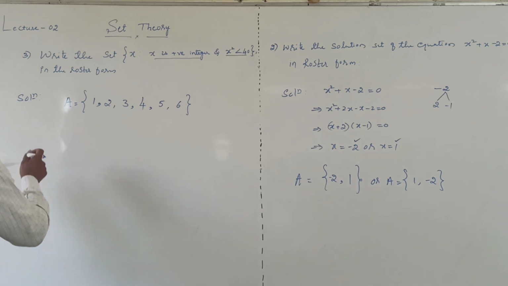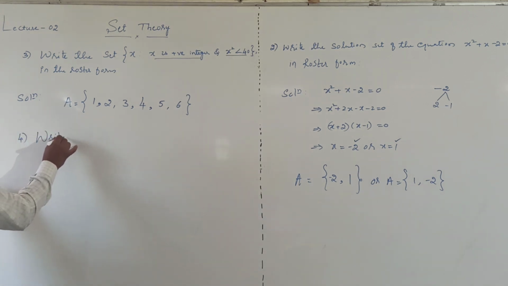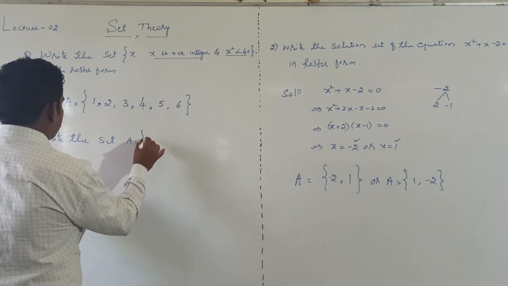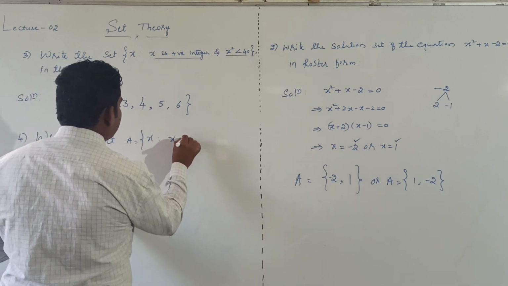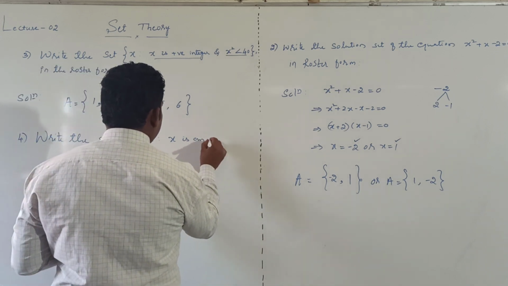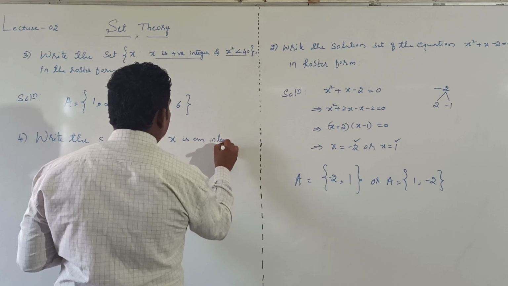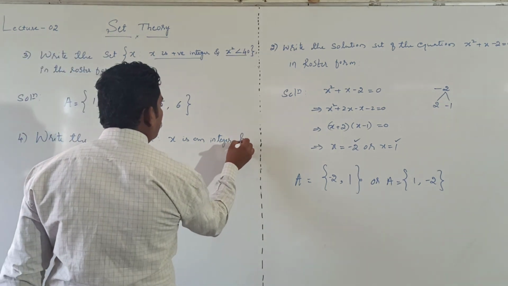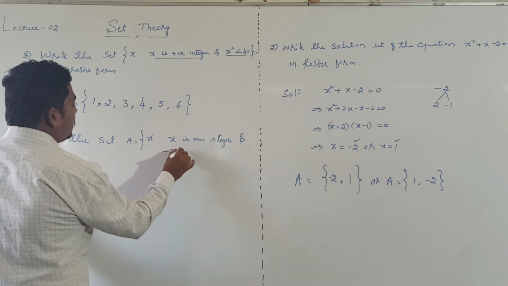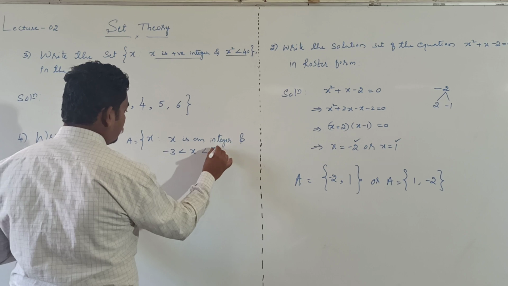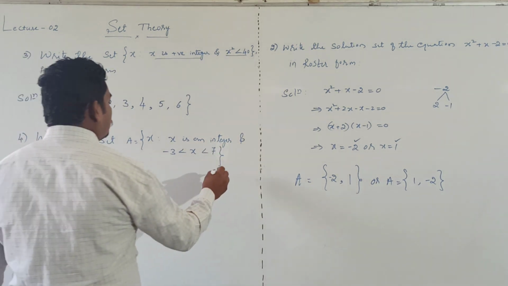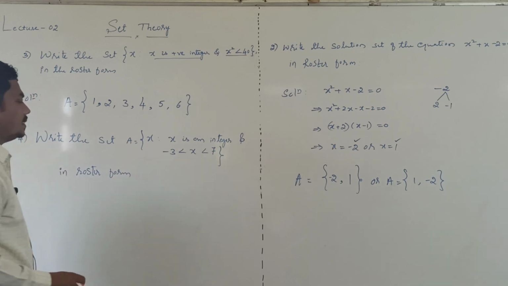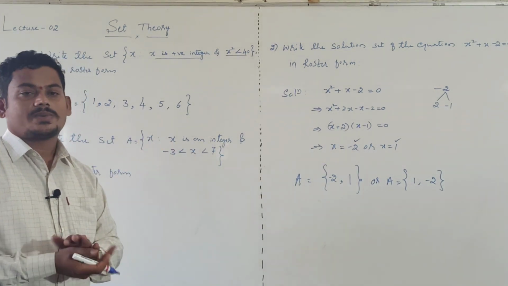Next problem. Write the set A is equal to x such that x is an integer and one more condition, it lies between -3 and +7, in roster form. Write this set in roster form.